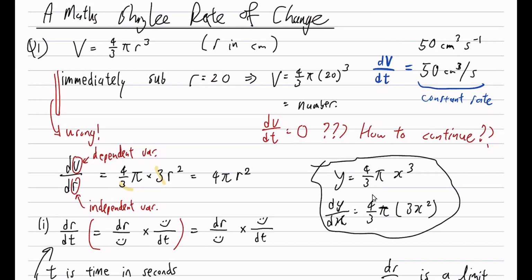Okay. So now take a look at this happy face. What do you think you want to replace the happy face with? Something that you already know. dV by dt, right? What do you see here at the bottom? dt, right? So what do you think you want at the top?